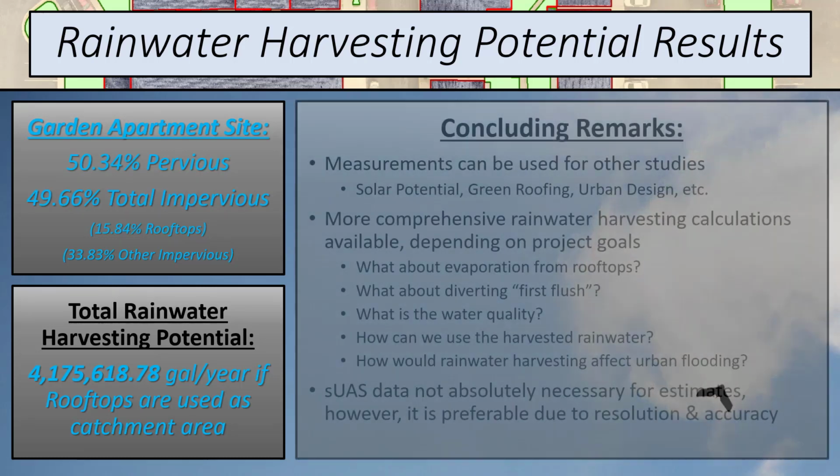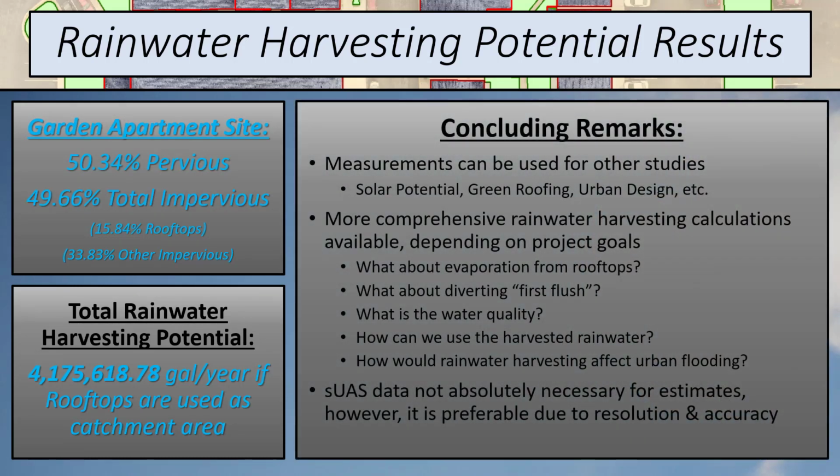So hooray, we successfully derived the rainwater harvesting potential and land cover characteristics of our site using UAS imagery. But before we conclude this series, I want to make a few remarks that are worth considering moving forward. The first is that although our study focused on rainwater harvesting potential, these measurements can be used for many other types of studies, such as solar potential, green roofing, or urban design.